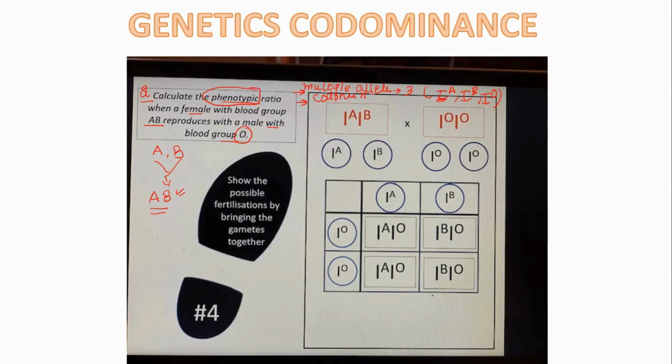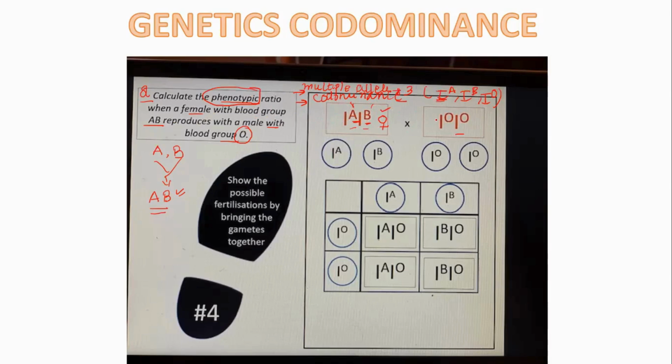So let's understand codominance by this example. Human beings are diploid, so we always have two copies of the alleles, one from the mother's side, one from the father's side. The question says that a female with blood group AB, so this is the female. The female has blood group AB, it follows codominance, that means A is also expressed, B is also expressed, and it becomes AB. So this is the genotype of the female having blood group AB.